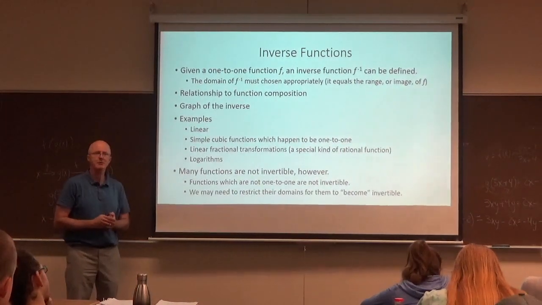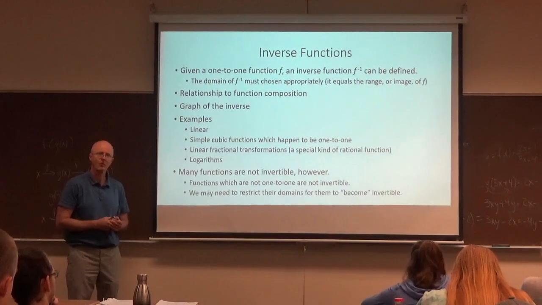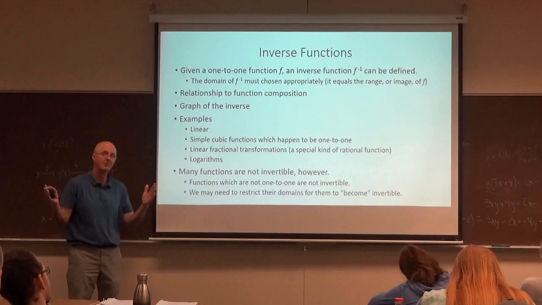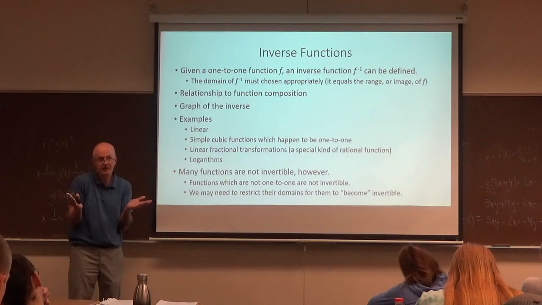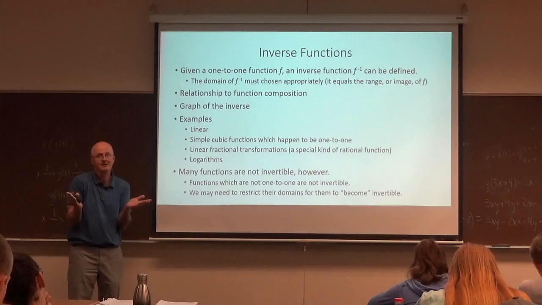However, we might be able to fix things. We might be able to restrict the domain, make the domain of the original function smaller, so that the function does end up passing the horizontal line test, and it is one-to-one.